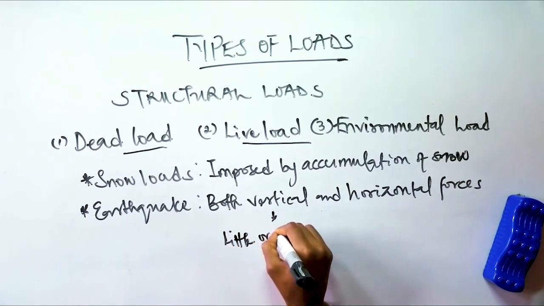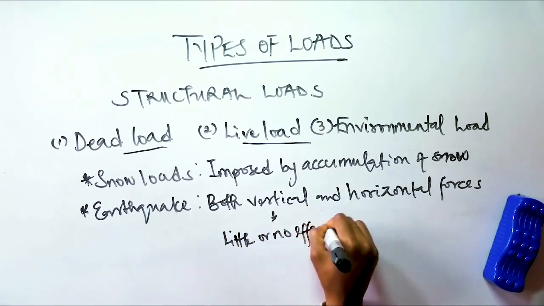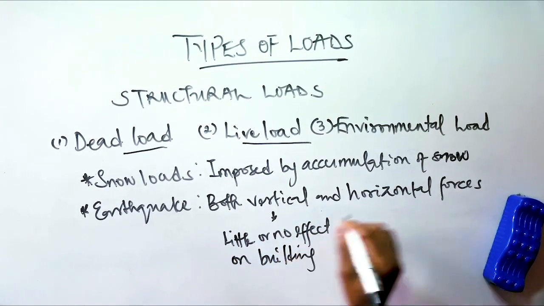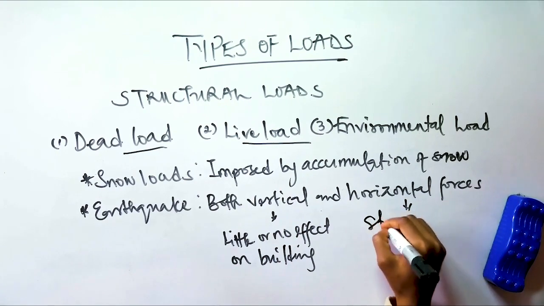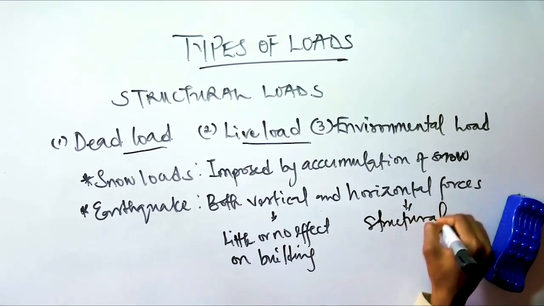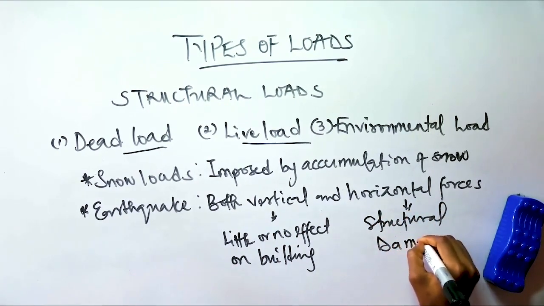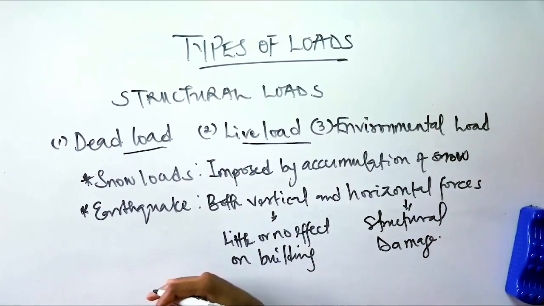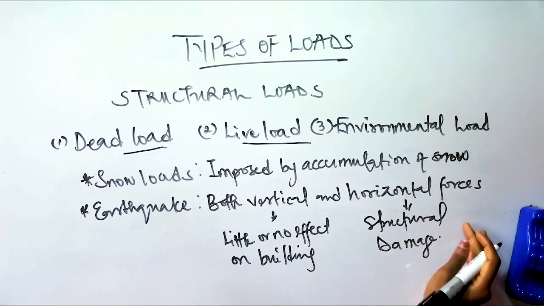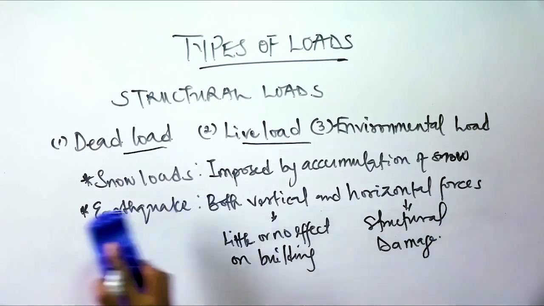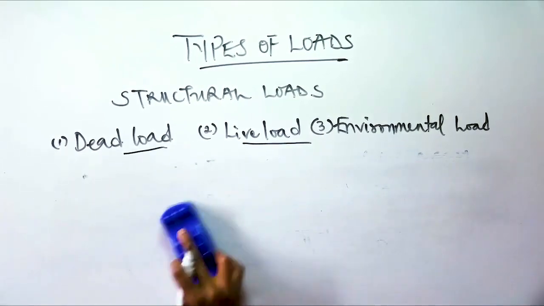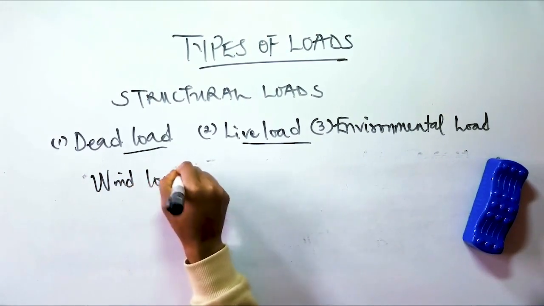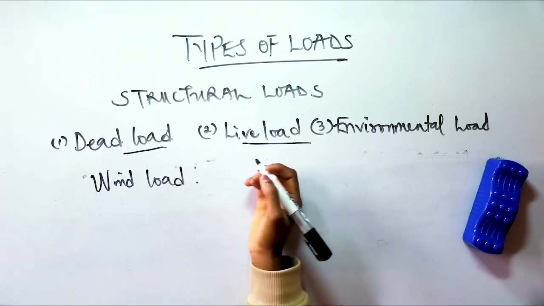Now, the magnitude of the vertical component of the ground motion is usually small. That means the vertical movement of the ground during an earthquake is usually small and it has little or no effect on the building compared to the horizontal movement. Now, the horizontal movement causes a lot of structural damage that must be considered in the design of structures located in earthquake-prone areas. Now, talking about wind loads, they are caused by movements of air relative to the earth.